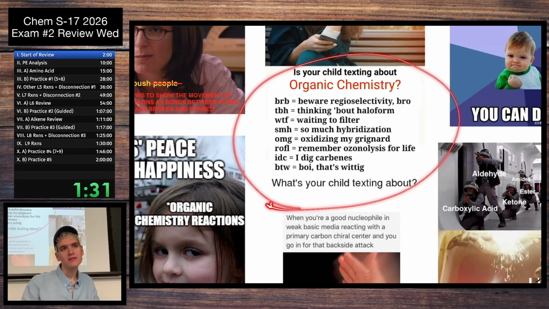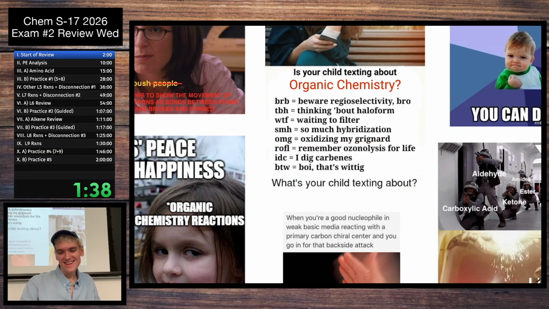Is your child texting about organic chemistry? Boy, that's Wittig. Oxidizing my Grignard. Oh my gosh. BRB, beware regioselectivity, bro. That's about Markovnikov's rule.